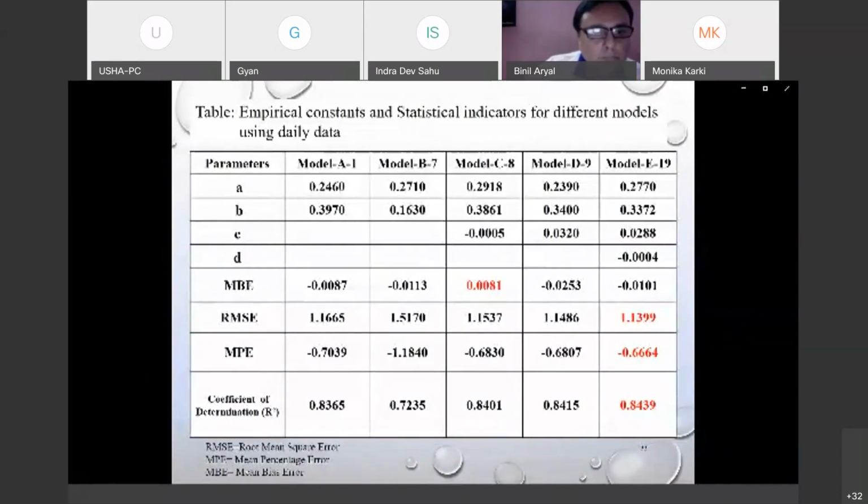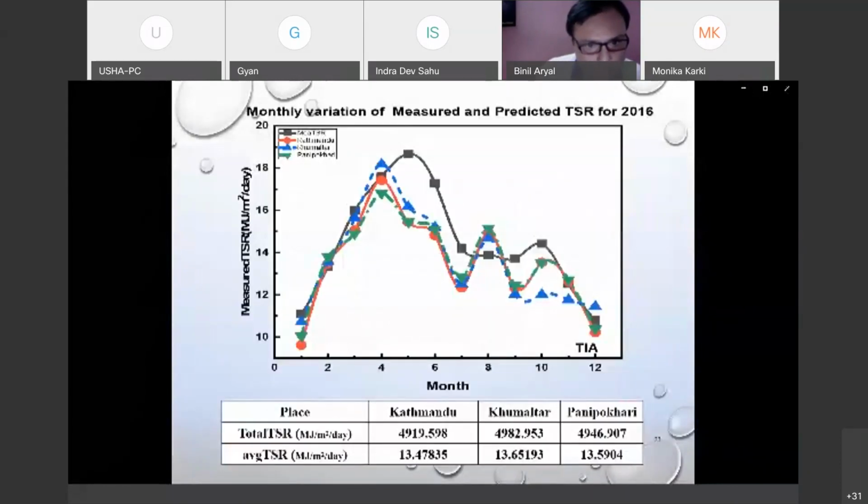For a better model, we choose the highest value of R square and lower values of the statistical tools. Here, the E19 model has a higher value of R square and lower values of RMSE and MPE than the other models, so we choose it as the better model on average. And this plot gives the monthly variation of measured and predicted TSR for 2016 for Kathmandu, Khumaltar, and Pani Pokhari. The predicted value is slightly less than the measured value, as it depends upon the different meteorological parameters.